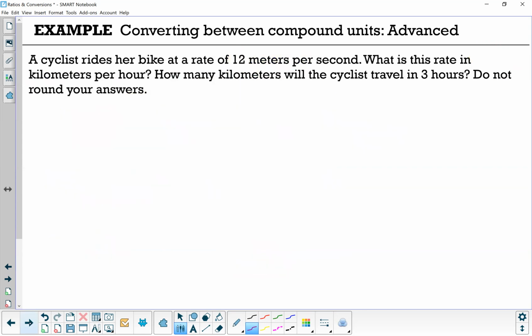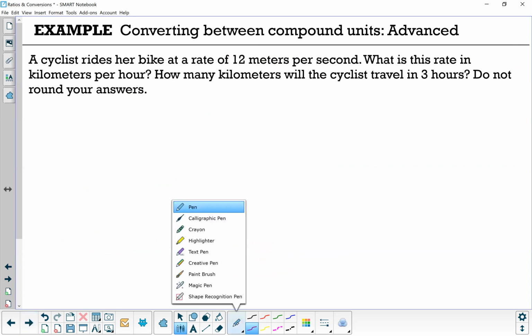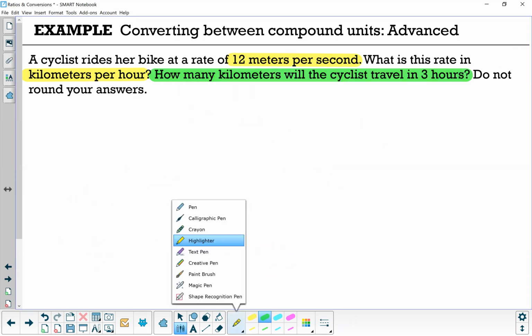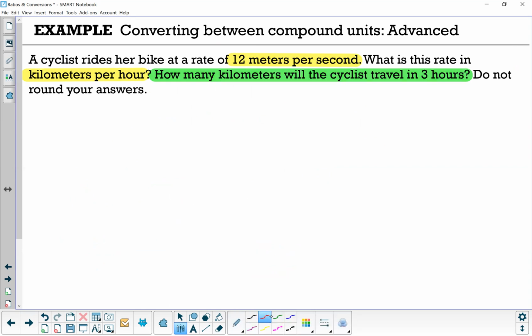All right, this time we have a cyclist rides her bike at a rate of 12 meters per second. What is this rate in kilometers per hour? Okay, second part to this. How many kilometers will the cyclist travel in 3 hours? We'll worry about that later. Do not round your answers. Okay, so we know we are starting here and we'll finish when our units are here.